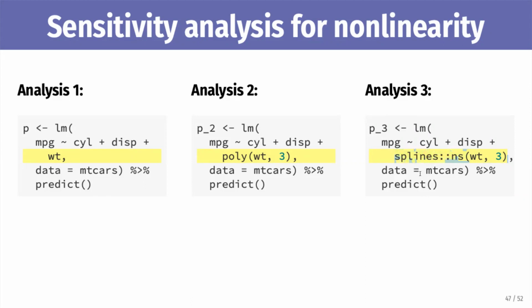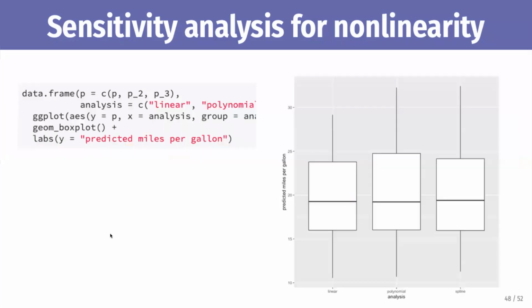For this sensitivity analysis, basically I'm going to compare P to P2 and P3. If they look really different, then maybe I'd make some choice about whether or not to include some kind of nonlinear term for weight. But if they look exactly the same, then I probably will just use my linear one, since that's the easiest one to explain to my client.